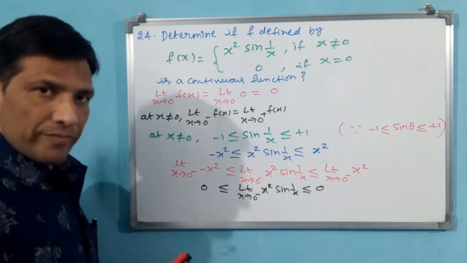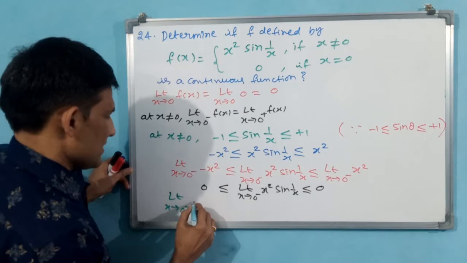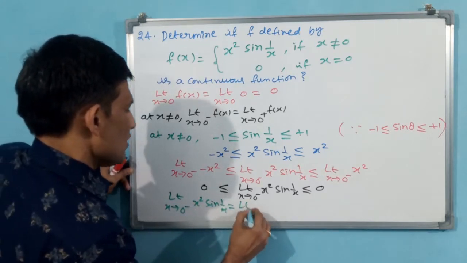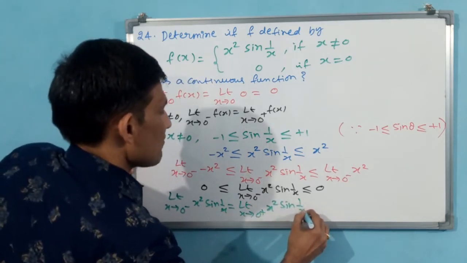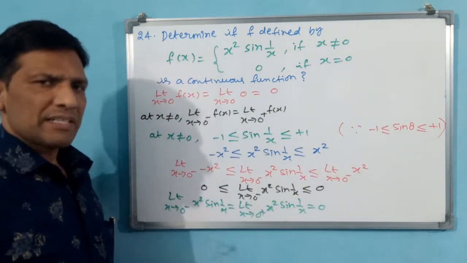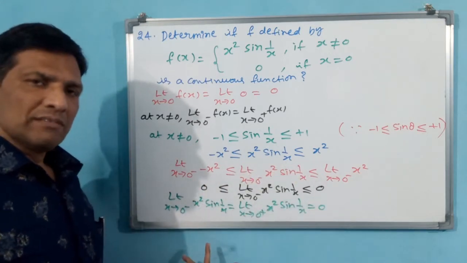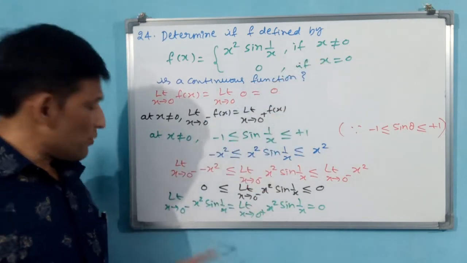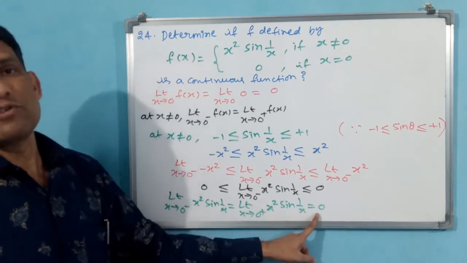Then you can write like this. What I am writing now: limit x tends to 0 minus of x square sine 1 by x is equal to limit x tends to 0 plus of x square sine 1 by x is equal to 0. Is it correct or not? First you see what I have written. 100% correct. Why? Because this value is in between 0 and 0, means 0 only. Both. Why? Because x is not equal to 0 means it may be minus, it may be plus. 0 minus or 0 plus, both are going to become 0 only.